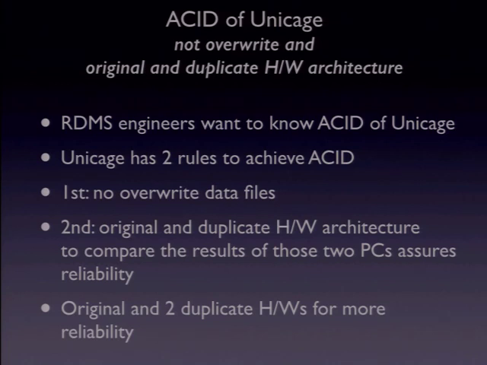In most cases, enterprise systems use relational databases. So most engineers ask Unicage engineers how to achieve ACID, A-C-I-D. Unicage achieves ACID with two rules. The first rule is not to overwrite data files. And the second rule is an original and duplicate server hardware architecture.